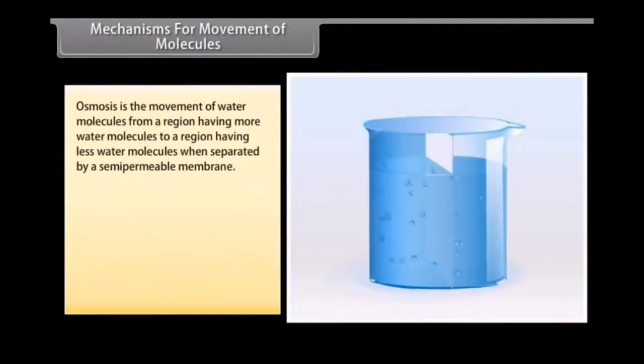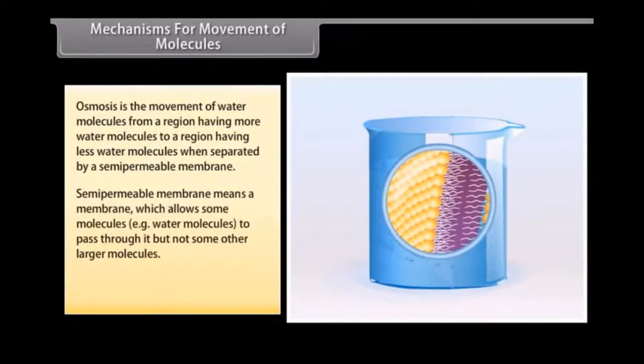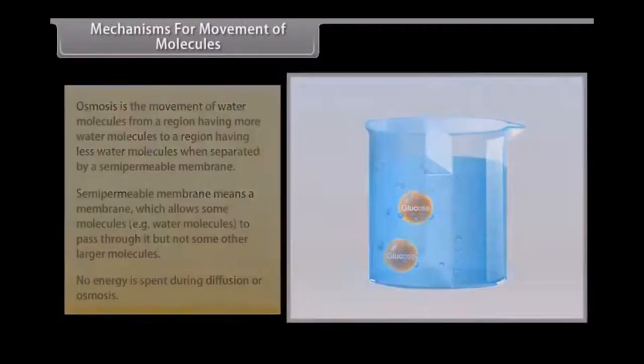Osmosis is the movement of water molecules from a region having more water molecules to a region having less water molecules when separated by a semi-permeable membrane. Semi-permeable membrane means a membrane which allows some molecules, that is, water molecules, to pass through it, but not some other larger molecules. No energy is spent during diffusion or osmosis.